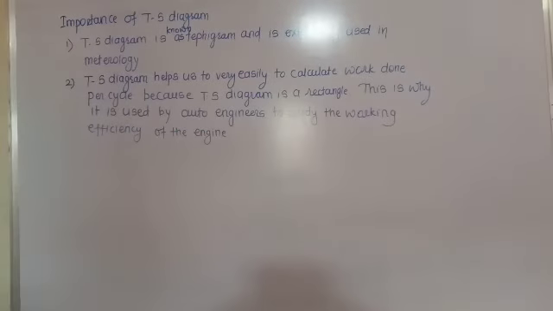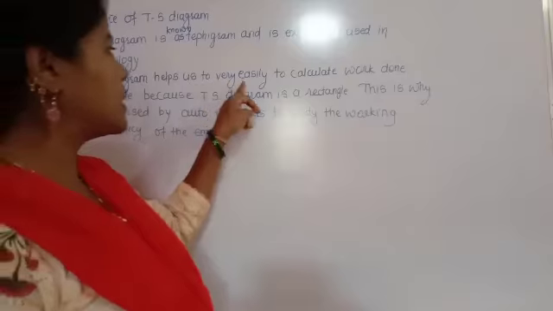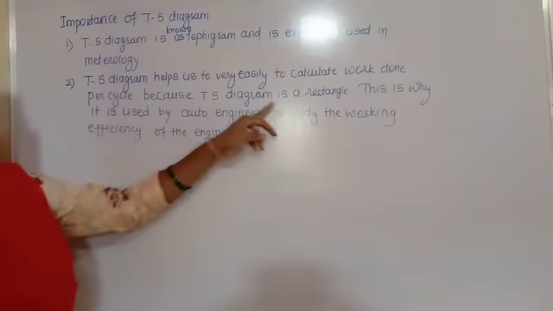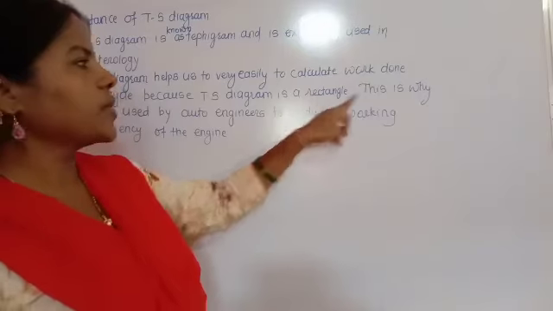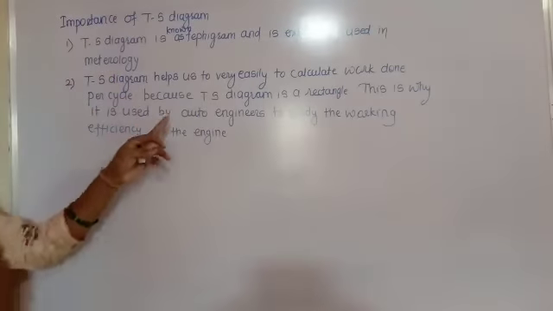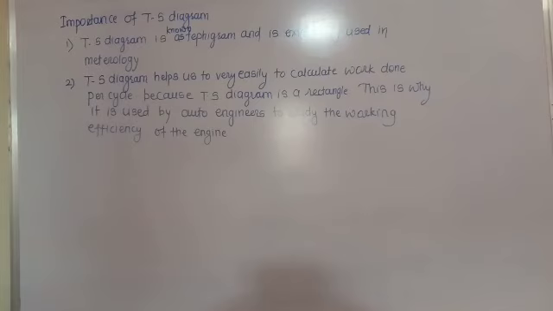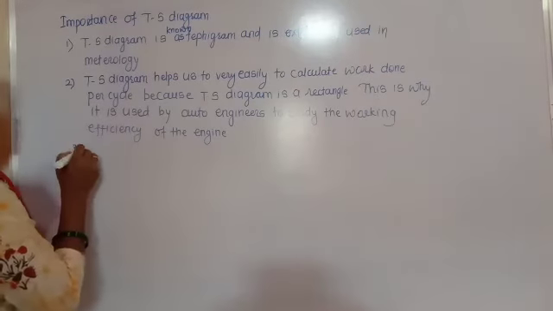So this is the second importance of the TS diagram: it helps us to very easily calculate the work done per cycle, because the TS diagram is a rectangle ABCD. This is why it is used by auto engineers to study the working efficiency of the engine. The next and last use is that the TS diagram for a cycle can be used to check the efficient working of an actual engine.